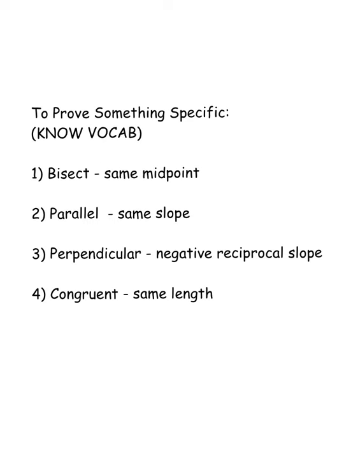So the first thing that we need to know if we want to prove something specific is our vocabulary. It's very important that you understand when you see the word bisect, you need to think same midpoint. When you see parallel, you need to think same slope. When you see the word perpendicular, you need to think negative reciprocal slope. And when you see the word congruent, you need to think same length. Take a moment, hit pause, and copy these down.